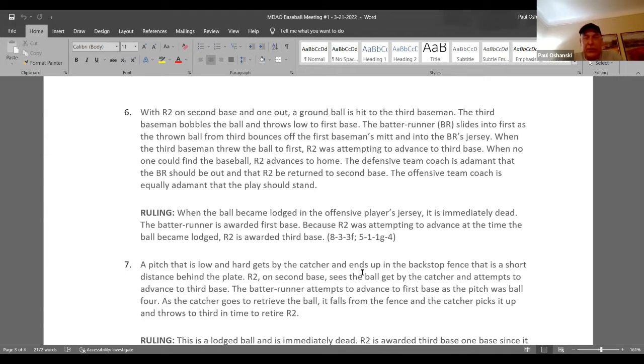When the third baseman threw the ball to first, R2 was attempting to advance to third base. When no one could find the baseball, R2 advances home. The defensive team head coach is adamant that the batter runner should be out and that R2 be returned to second base. The offensive team coach is equally adamant that the play should stand. So if, God forbid, you have the ball lodging in somebody's jersey.